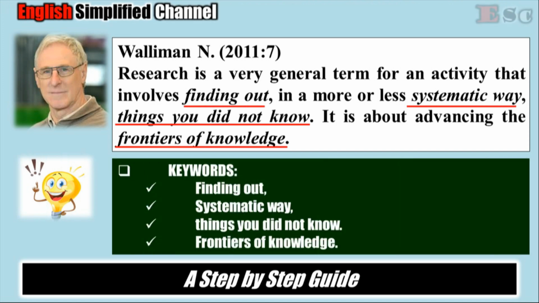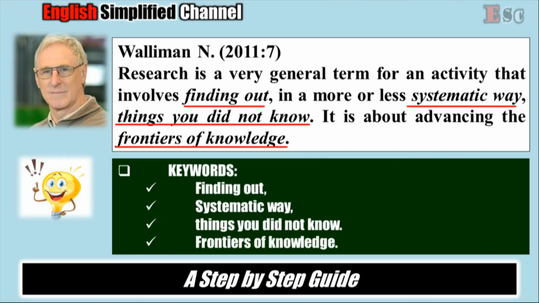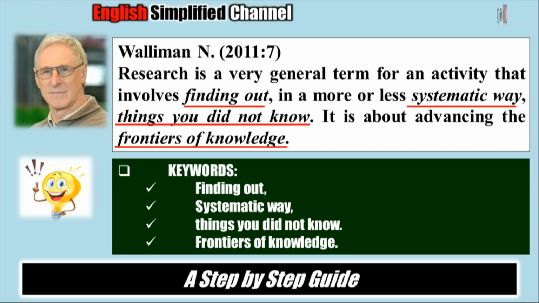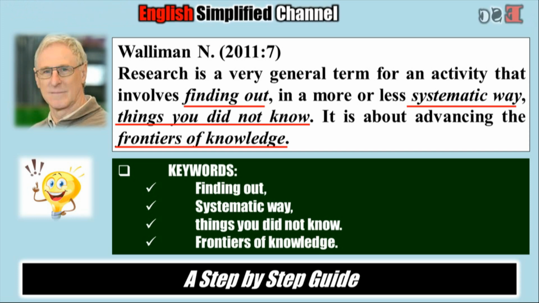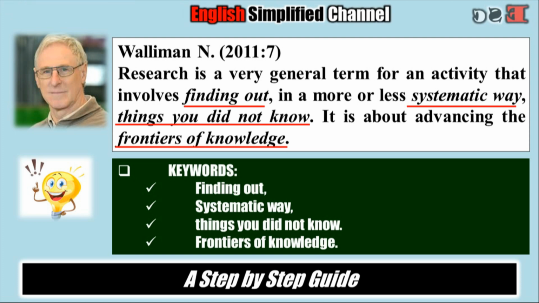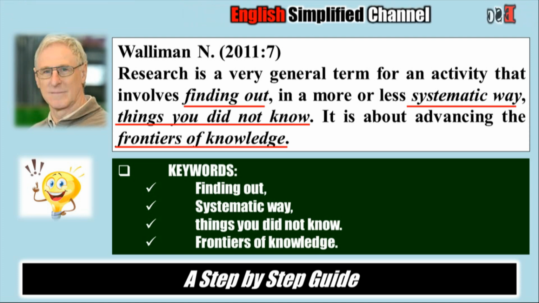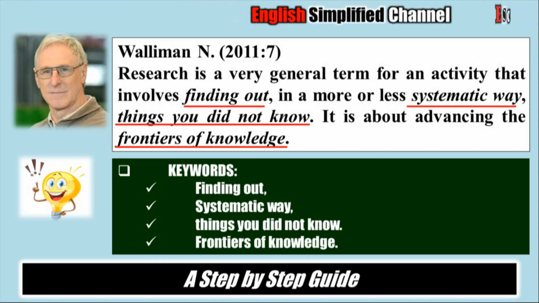Based on his definition, here we have 1. Finding out. 2. Systematic way. 3. Things you did not know, and 4. Frontiers of knowledge. Let's break down each term.